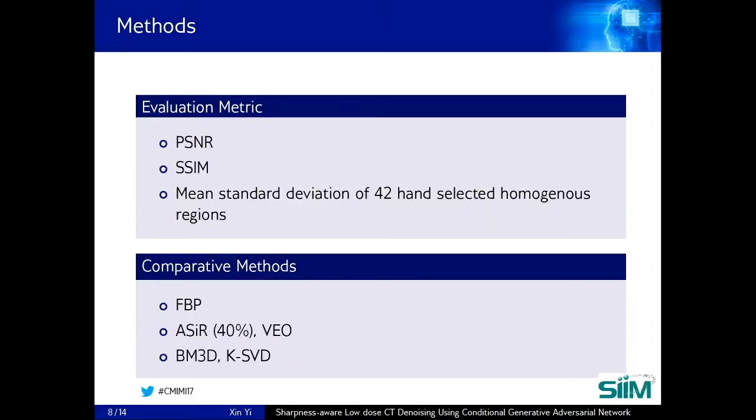We use PSNR and SSIM to compare the difference between the denoised CT and the conventional full-dose CT. And we also use the mean standard deviation of 42 hand-selected homogeneous regions as a direct measure of the noise level. We choose a couple of baseline methods for comparison. The first is filtered back projection, and the second is ASIR and VEO, which are two commercial iterative reconstruction methods available to us. And the third group is BM3D and KSVD, which are two traditional state-of-the-art image denoising methods.